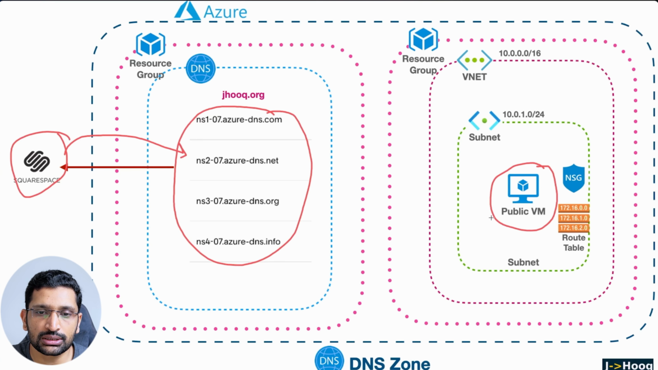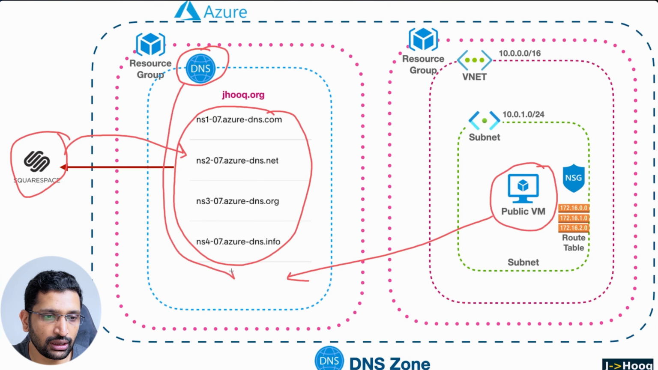Now what I'll do is create an A record into this DNS zone. So we are going to work in the same DNS zone, and here we are just going to create an A record, which is this one over here, and this A record will be the IP address of this particular virtual machine. So let's get back to our Azure portal and see how we can create this one.